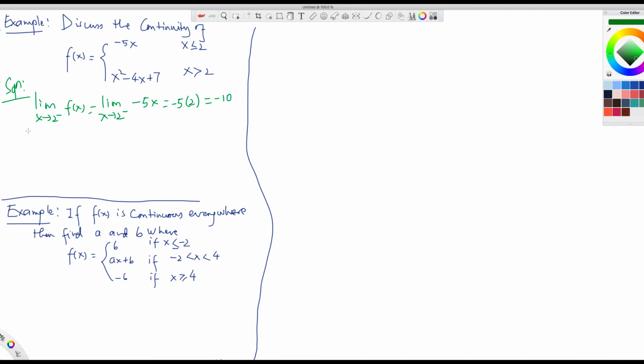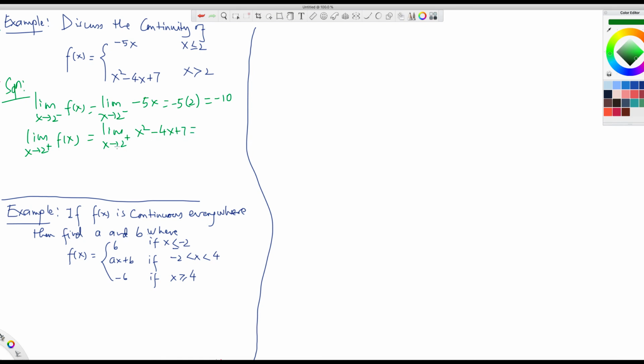How about the right limit? Limit x tends to 2 plus of f(x). Which piece should I pick? The second, right? Because for all values of x greater than 2, this is the function. So you do x squared minus 4x plus 7.